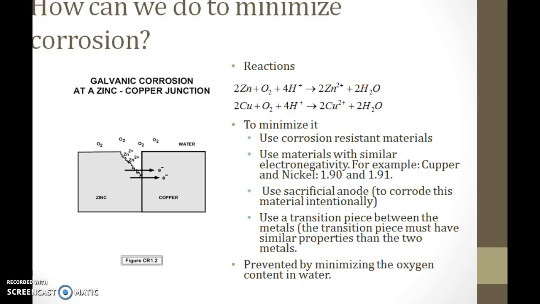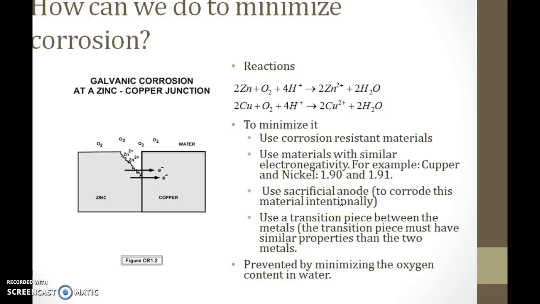How do you minimize galvanic corrosion? One way is the use of resistant materials, or metals with low or similar electronegativity difference, for example copper and nickel. In the sacrificial anode method, we use zinc.